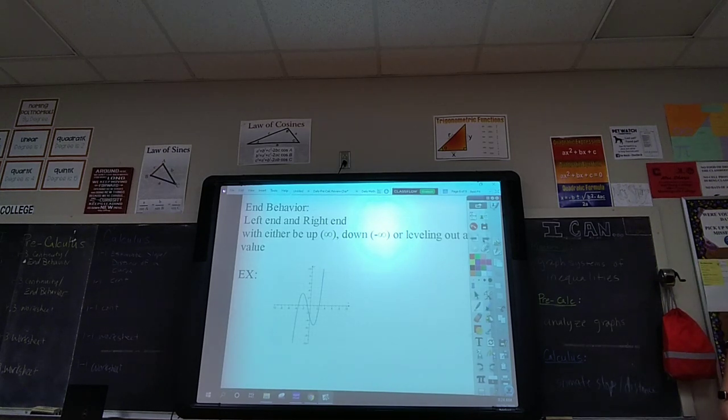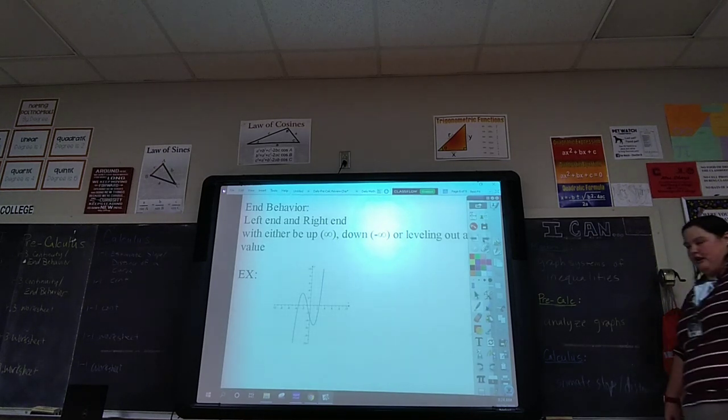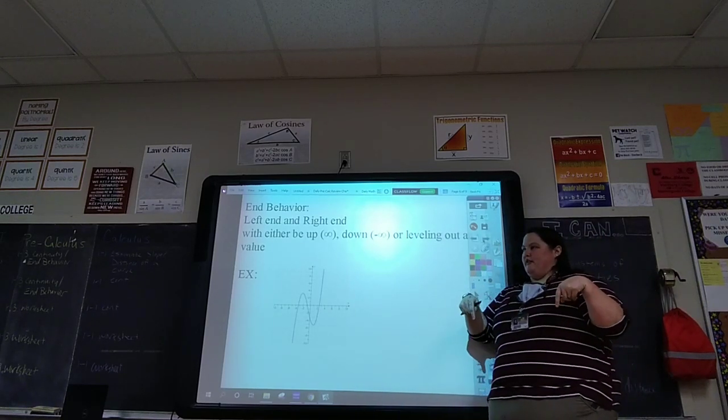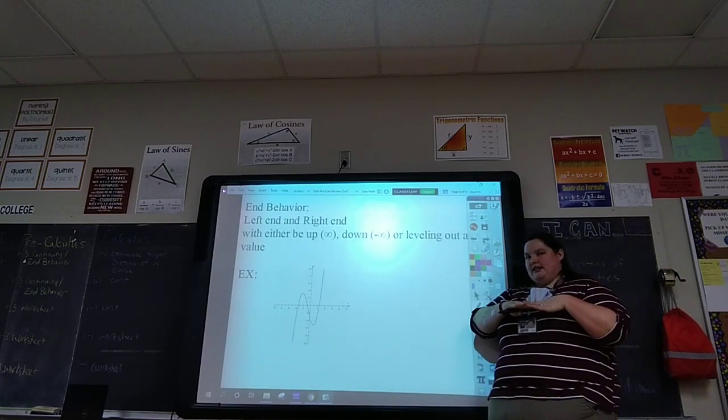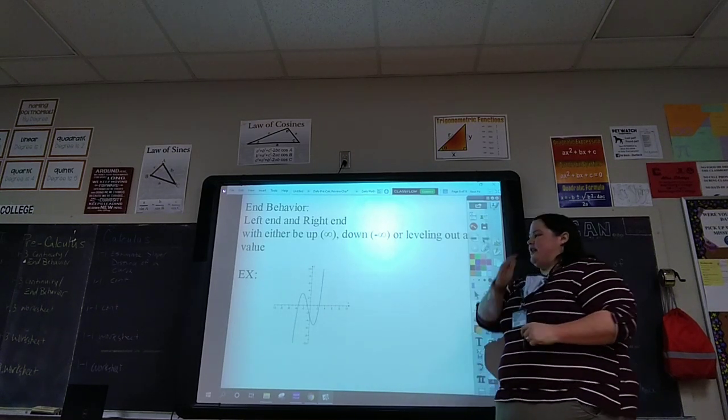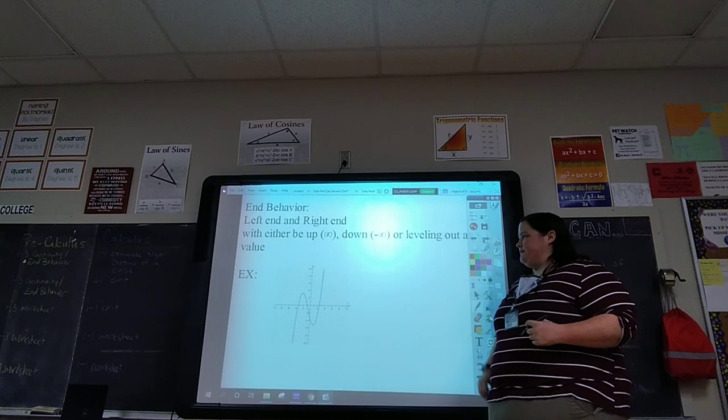So those are our 3 options when we're doing end behavior. It's either going up forever, which is positive infinity, down forever, negative infinity, or it's leveling out, so it's going to be a number. Like I said, there's a little bit of notation.